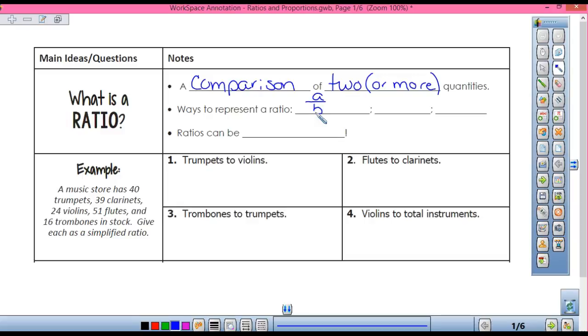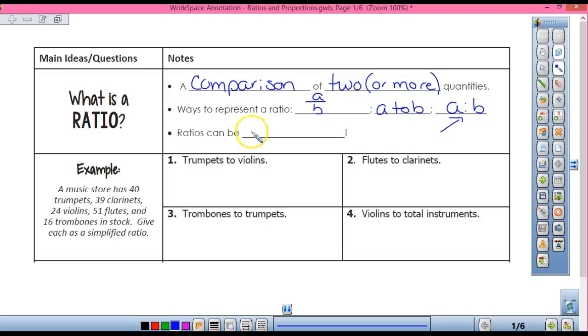You can physically write the word "to," A to B, but since most of us are always looking for that shortcut, I'm thinking that's probably not going to happen. Or A colon B. This is kind of the one I gravitate towards. I don't know why I feel it's cooler than a fraction, but whatever.